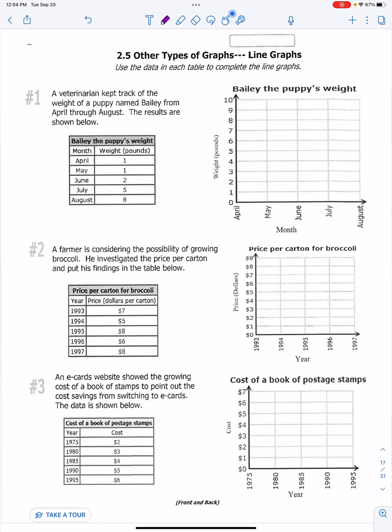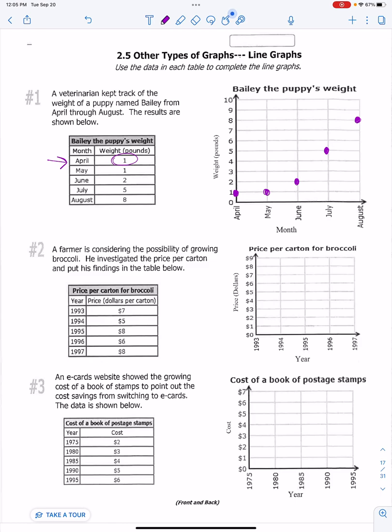So if we complete the line graph, I'm going to go to April, and April weighed 1 pound. So for April, Bailey weighed 1 pound. For May, Bailey also weighed 1 pound. June, she gained a pound. July, she got up to 5 pounds. In August, Bailey went all the way up to 8 whole pounds.